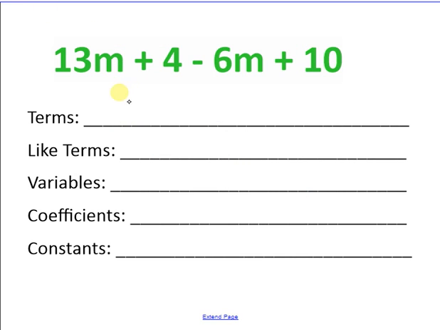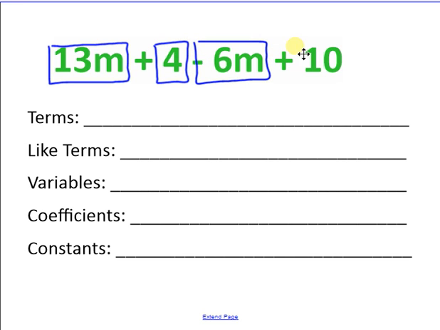All right, one last quick review. Let's name our terms, and I'm going to go ahead and box them off so that they're easier to see. And remember, when they have a minus sign in front of it, we need to take the minus sign with it. So our terms are 13m, 4, negative 6m, and 10.